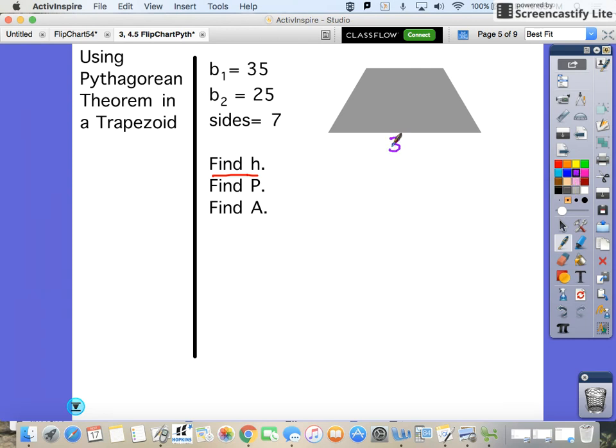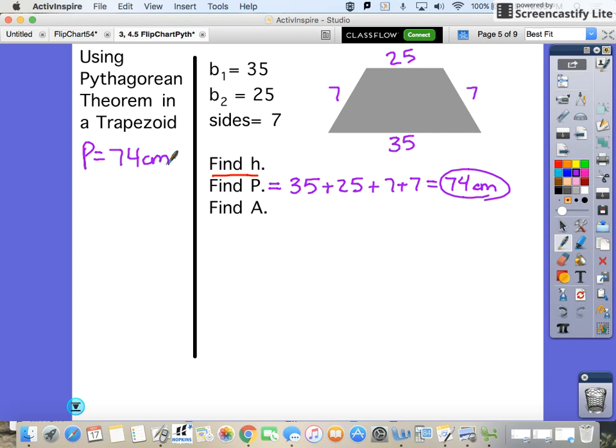So one of the bases is 35, the other is 25, and the sides are 7. So you might notice that right now we could find the perimeter. Perimeter is going to be equal to 35 plus 25 plus 7 plus 7. So this is 60 plus 14 is 74. We'll just call it centimeters. So P is 74 centimeters. All right, we're 1/3 done.